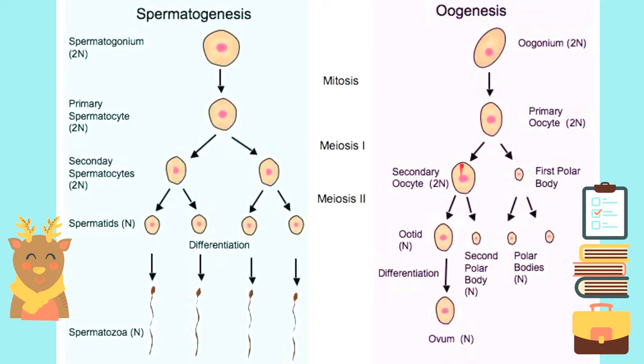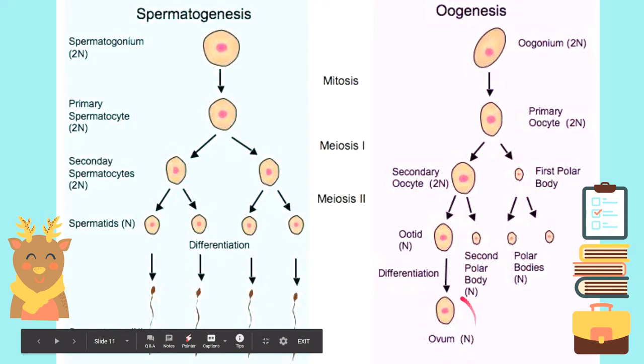The secondary oocyte will again divide, second cell division, second meiotic division, which will give rise to one haploid ootid, then your second polar body. While the first polar body will further divide into two new polar bodies, then that ootid will actually differentiate and mature into a haploid egg cell, while the second, third, and fourth polar bodies will just degenerate. So they will not be utilized anymore. So for every one oogonium, you have one ovum. For every one spermatogonium, you have 4 sperm cells.